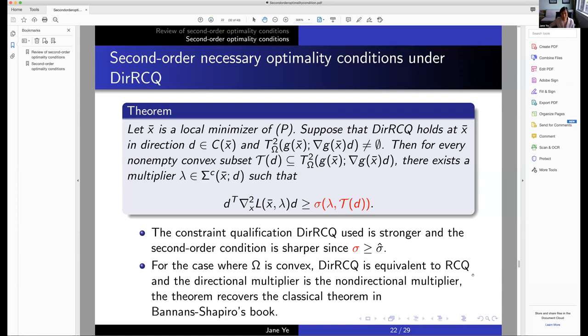Okay, so when omega is convex, then this condition is equivalent to Robinson's constraint qualification, and the directional multiplier is the non-directional multiplier. And the theorem recovers a classical theorem in Bonnans and Shapiro's book.